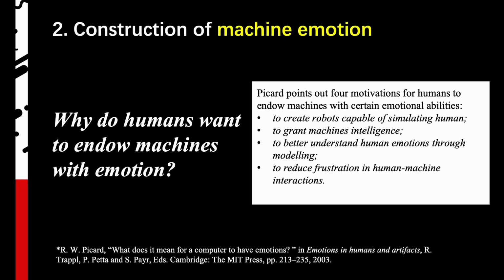Why do humans want to endow machines with emotion? Picard found 4 motivations, which reflect a human-centered orientation: enhancing the human-like characteristics of machine appearance, intelligence, and behavior, and making a deep exploration of human emotional cognitive structures with the help of machines.